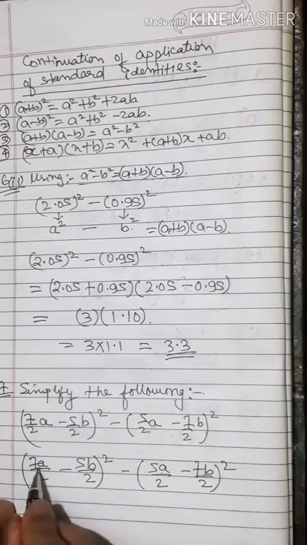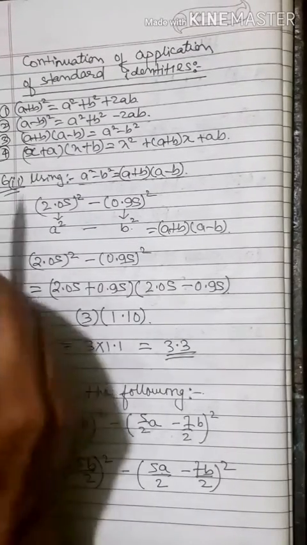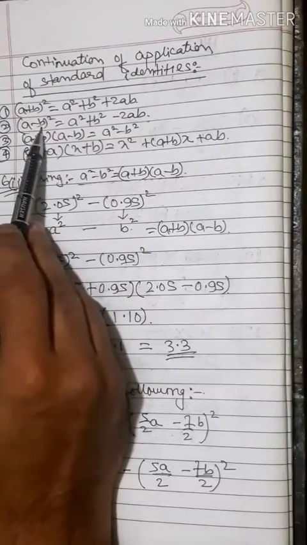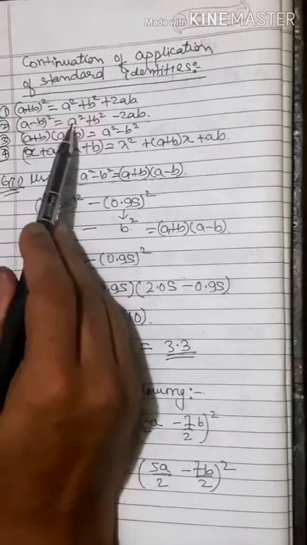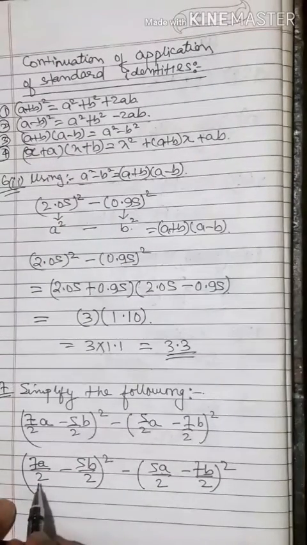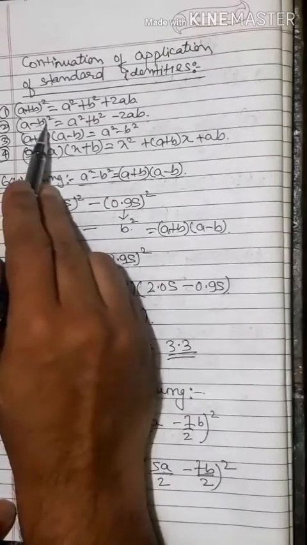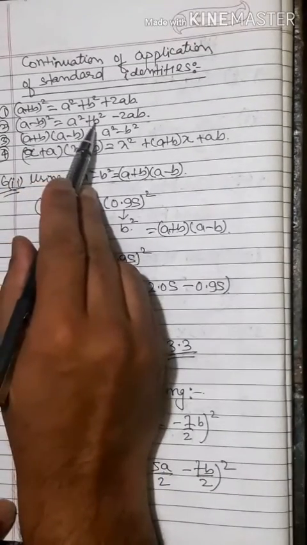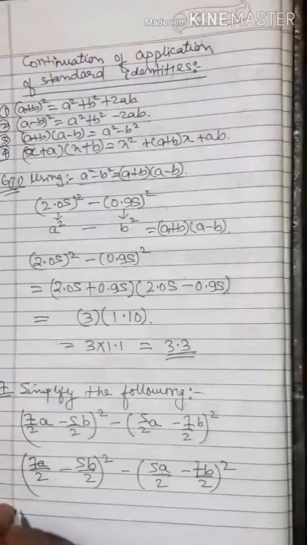Okay, so this is in the form of (a minus b) whole square. So let us go back to our formula. (a minus b) whole square is equal to a square plus b square minus 2ab. So this is our a, this is our b. Okay, so (a minus b) whole square is equal to a square plus b square minus 2ab. So let us expand this.